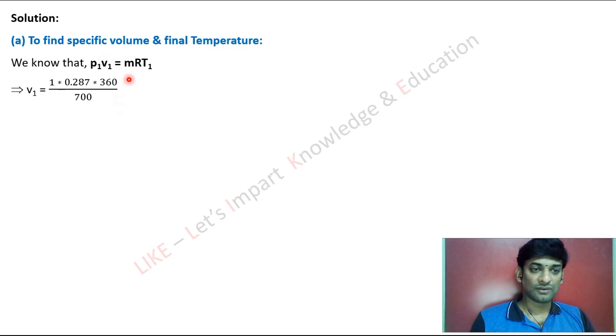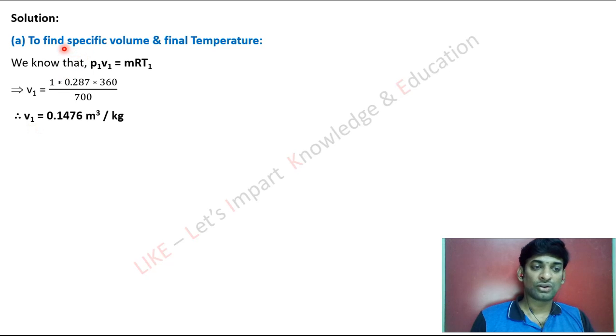Now substitute all the values. Specific volume is taken on the left-hand side, other terms are on the right-hand side. Mass is assumed as 1 kg, R is 0.287, temperature is given as 360 Kelvin, then pressure is 700 kilopascal. From this you can calculate specific volume is 1.1476 meter cube per kilogram. Per kilogram is very important. Now we have calculated specific volume at inlet condition.